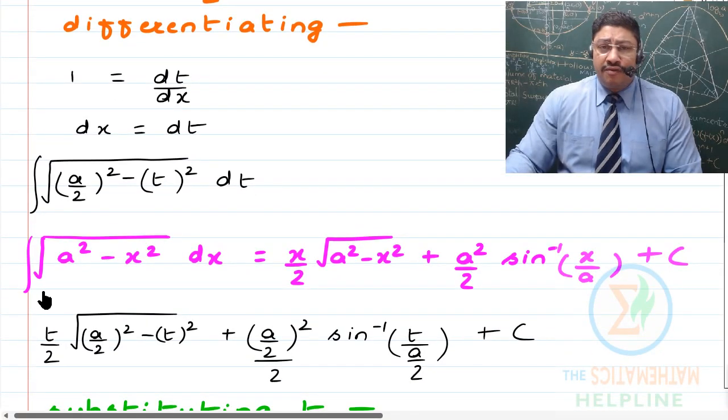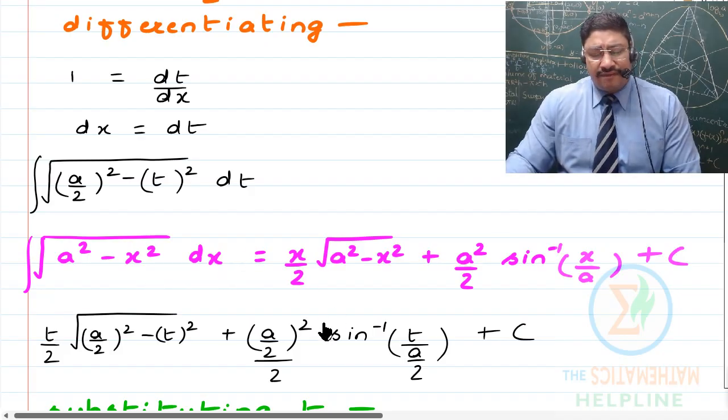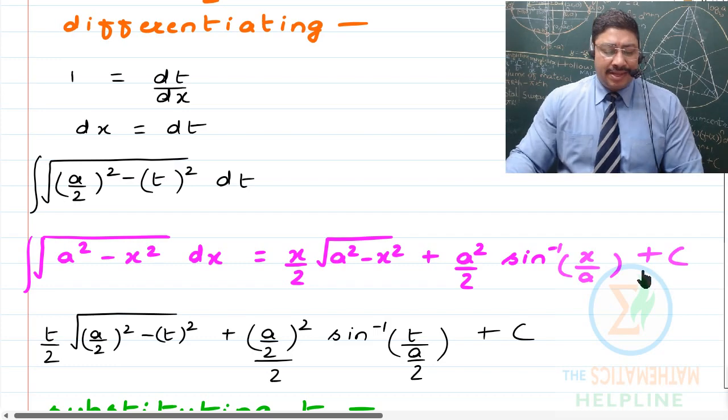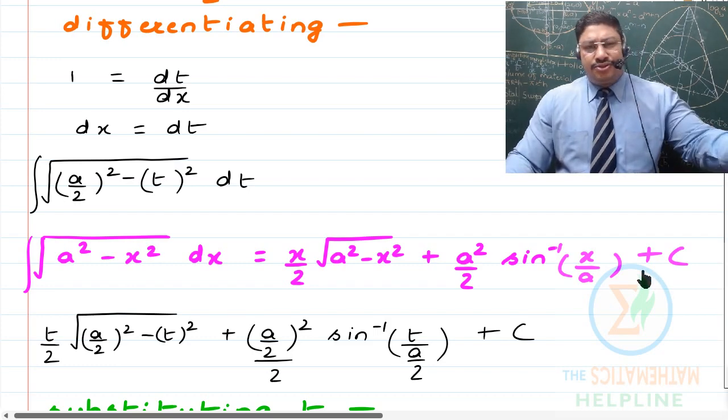The integral of root of a square minus x square dx is equal to x upon 2 times the function, that is root of a square minus x square, plus a square upon 2 times sine inverse of x upon a, plus c. Now this, within the last 2 days, we have repeated probably some 5-6 times at least.